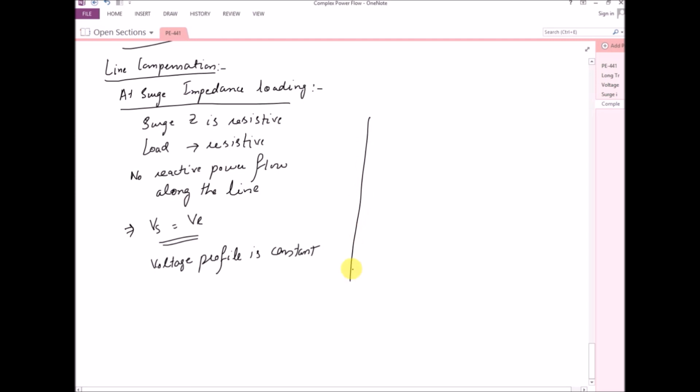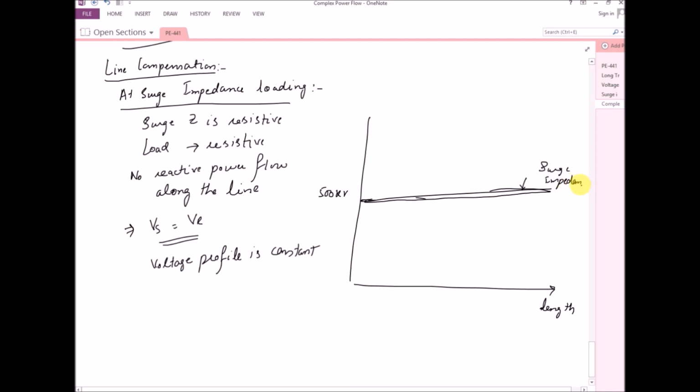So now if I have to draw it, for example, we have a 500 kilovolt line, and on the x-axis we have the length of the line. With the length of the line, it does not have any impact. So this line actually represents the surge impedance loading line. So the voltage remains constant with the increasing length of the line, right?